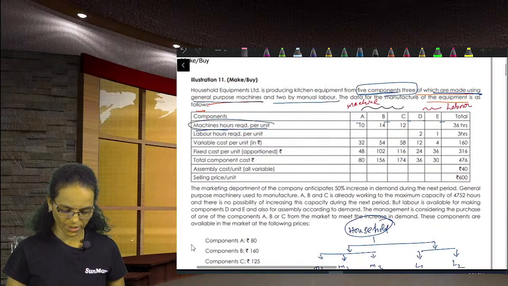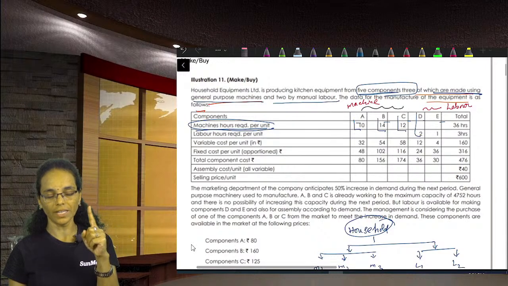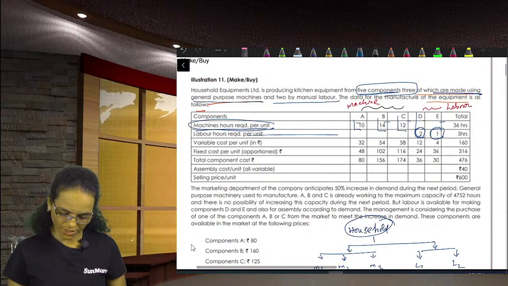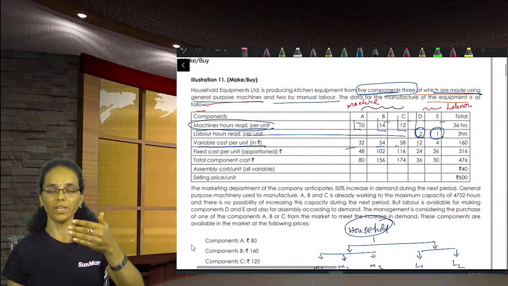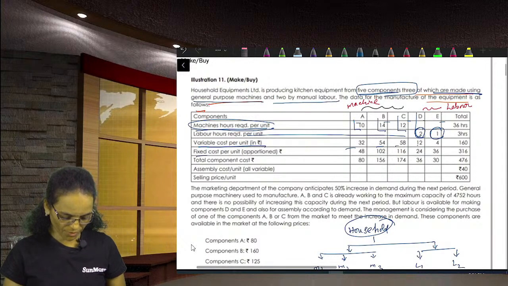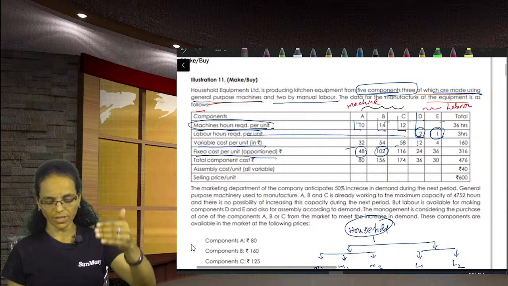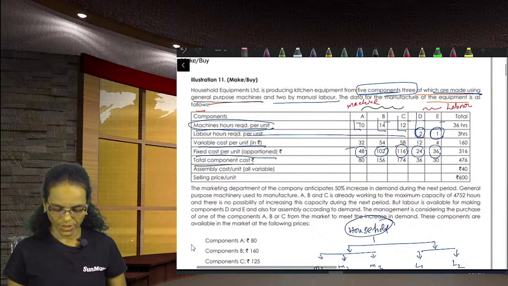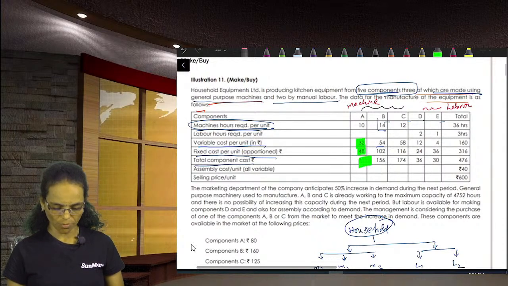Machine hours required per unit: for A 10 hours, for B 14 hours, for C 12 hours. And for labor category 1, that is D, 2 hours, and labor type 2 is 1 hour. Labor hours required and variable cost per unit are also given respectively for machine 1, machine 2, machine 3, and labor 1, labor 2. Fixed cost per unit is given for machine 1, 2, 3 and also for the labor 1 and 2 categories. Total component cost is nothing but fixed cost and variable cost all together.